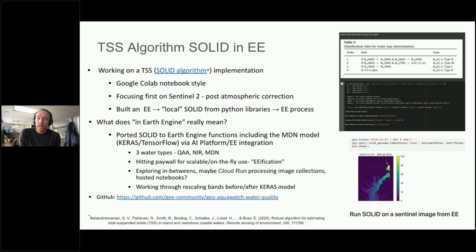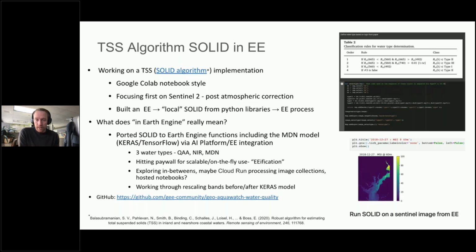So one and three are pretty straightforward, and what we did first was rescript the processes with the functions for Earth Engine to do the basic math to make that happen. The neural net model was a little trickier. The goal for us has been to take that fit model from the SOLID GitHub library, move it to Google Cloud, and be able to call it as part of the SOLID process, so that all of the work would be done in Earth Engine, and people wanting to use it wouldn't have to set up their own environment to do it.